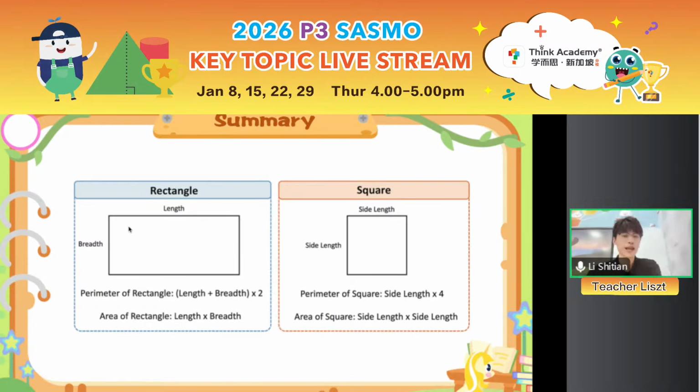Okay, so for the rectangle, if I want to find out the perimeter of it, I need to use which method? Length times breadth? No, right? If I want to find out the perimeter, I need to use the length plus breadth, then times 2. Don't forget times 2, guys, because there are 2 lengths and 2 breadths here, right? What if I want to find out the area of the rectangle? Should I still use the breadth plus length? Actually, no, right? I only need to use the breadth times length. Then I find out the area of the rectangle, right?